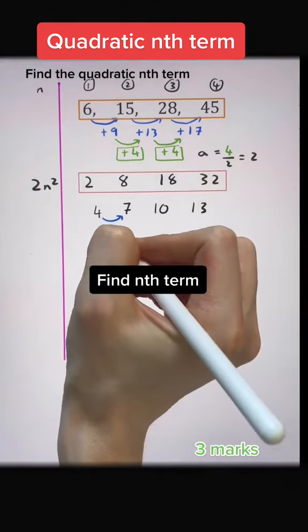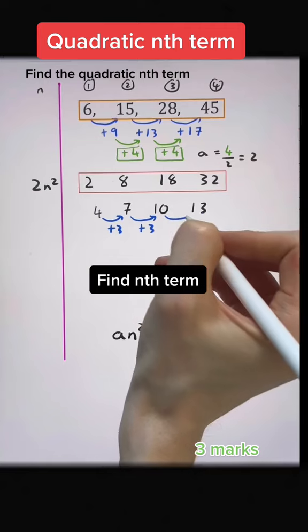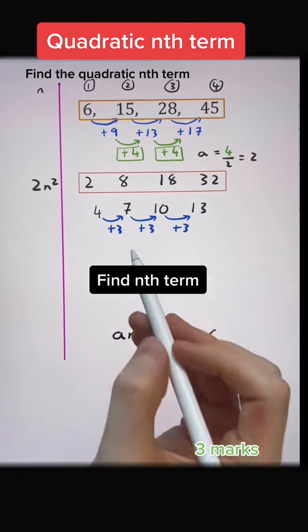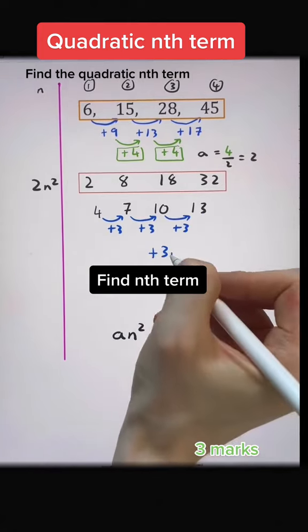The difference between 4 and 7 is we add on 3. The difference between 7 and 10 is again we add on 3. And 10 to 13, again we add on 3. We should notice we have a common difference, in this case of plus 3. We put our common difference always in front of the letter n.